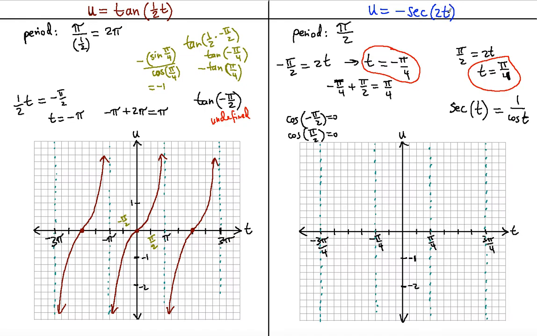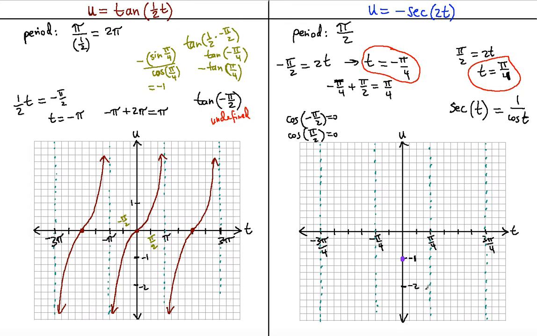When t is equal to 0, what is the function value going to be? Let's see. Secant of 0 is going to be 1 over cosine of 0. Cosine of 0 is 1. 1 over 1 is 1, right? But there's a negative, so there's going to be a negative 1. So when the t value is 0, secant of 0 is 1, but there's a negative, so we get negative 1 right there.